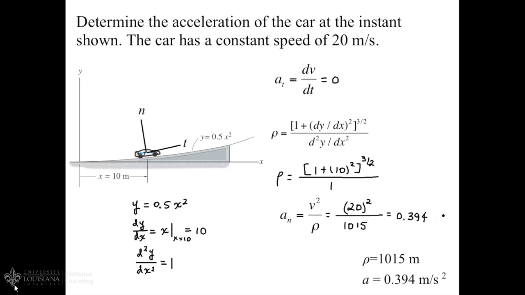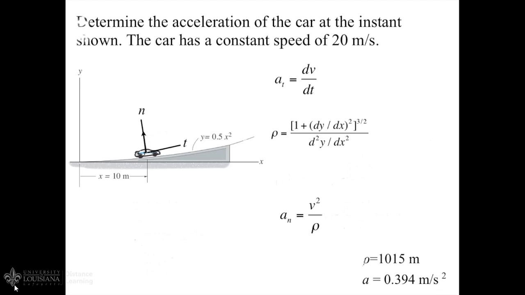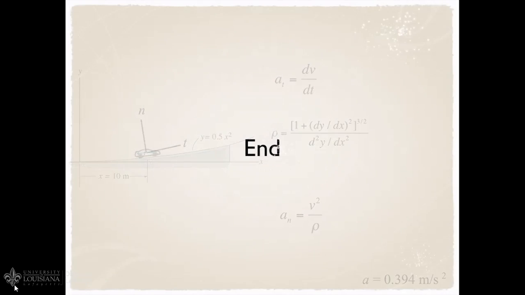Now that we have the two components of acceleration, Pythagorean theorem will simply state that the acceleration itself is simply equal to the normal component of acceleration, 0.394 meters per second squared. In other words, the acceleration vector will be directed upward in the positive normal direction. And so having completed the problem, we'll end our lesson.